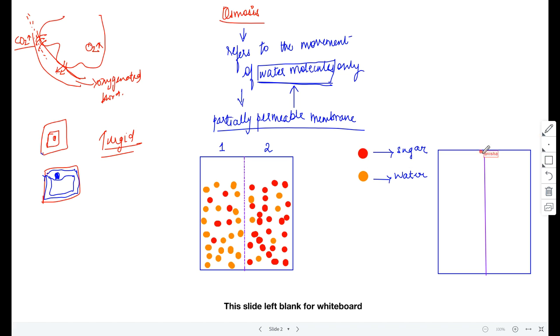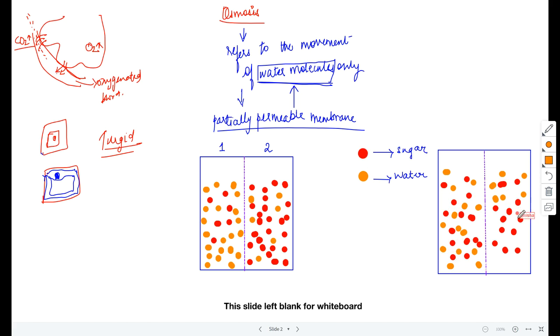Well, the sugar molecules, what do you mean by what about them? They are going to stay in the same place, because the selectively permeable membrane only allows water molecules to exit and enter. Yes. So they can also then pass through.